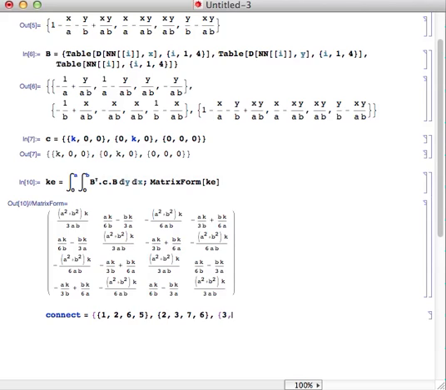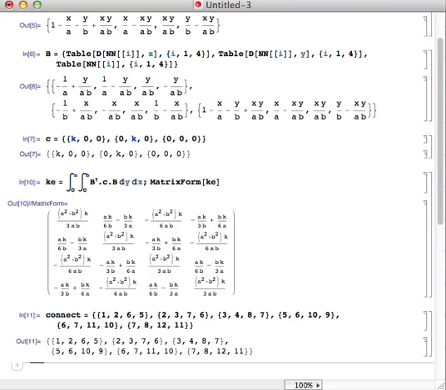Go to the third one, 3, 4, 8, 7. Back to the fourth one, 5, 6, 7. I'm sorry, 5, 6, 10, 9. 6, 7, 11, 10. 7, 8, 12, 11. And again, this is something that typically your mesh generation tool would provide for you, so you wouldn't have to type them in like this for large meshes.